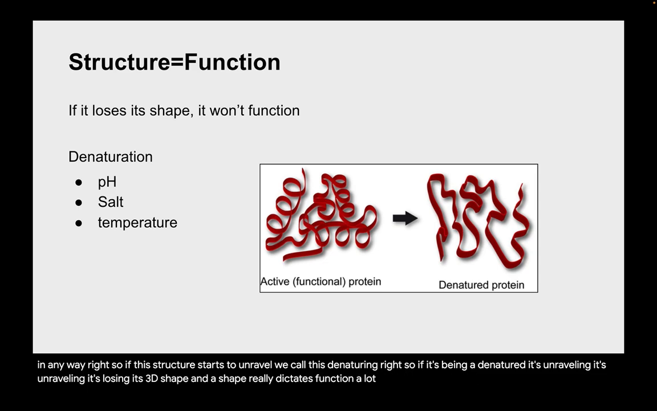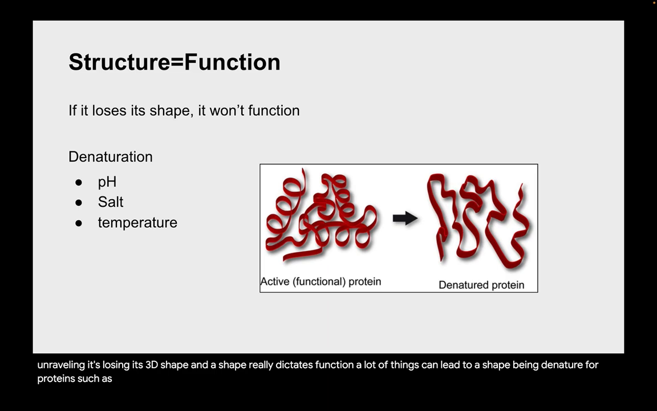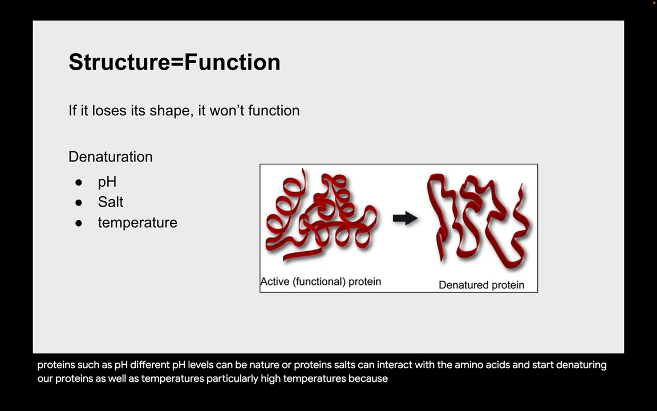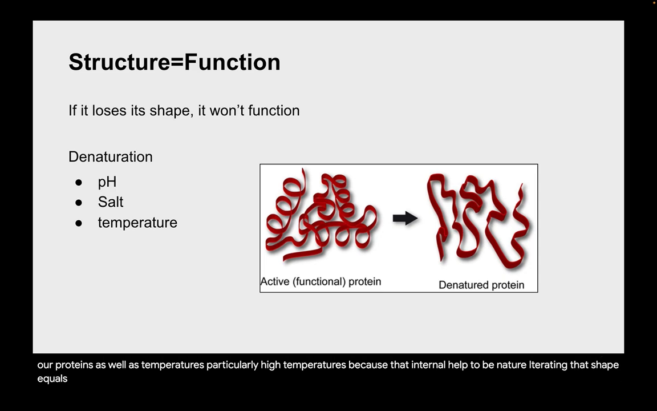A lot of things can lead to a shape being denatured for proteins, such as pH. Different pH levels can denature our proteins. Salts can interact with the amino acids and start denaturing our proteins, as well as temperatures, particularly high temperatures. If we get really intense heat, that in turn will help to denature our protein. So again, just reiterating that shape equals our function.